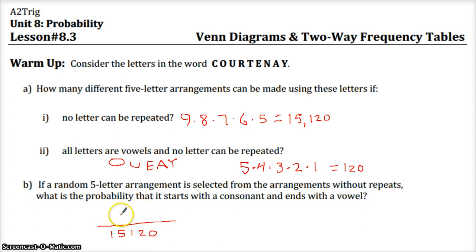What is the probability it starts with a consonant and ends with a vowel? Okay, starting with a consonant, how many choices do we have? I believe we have 4. We're going to define Y to be a vowel. Then after we pick that consonant, how many choices do we have for the second line?